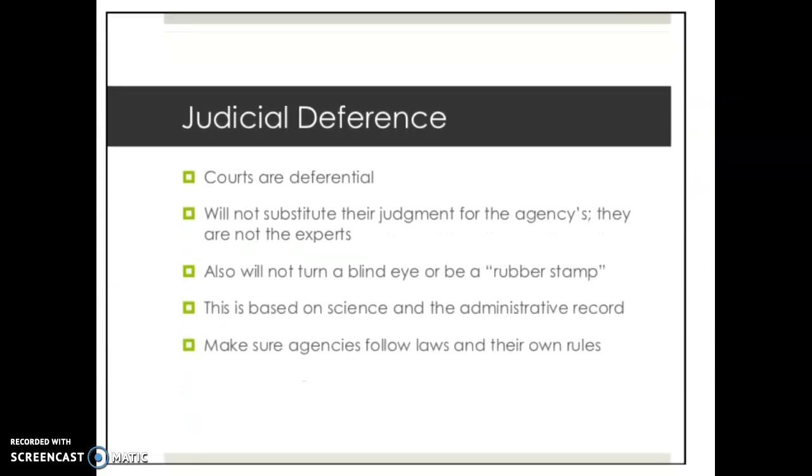So this is a little discussion about judicial deference. The courts are deferential, meaning they will defer to the agency. They're not trying to substitute their judgment for the agency's judgment. They are not the experts, but at the same time, they're not willing to turn a blind eye and just be a rubber stamp, giving the agency free rein. The science and the administrative record are the important things for the court system to keep in place with regards to deference, to make sure that agencies follow laws and follow their own rules.